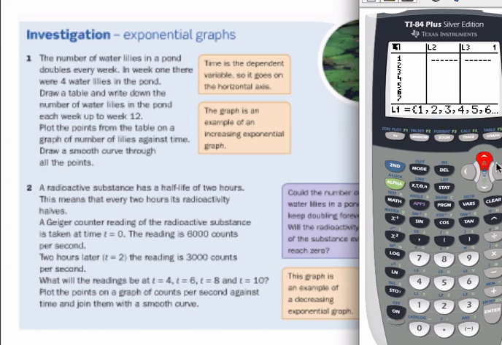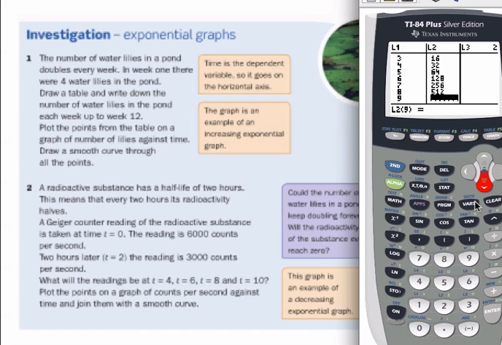Now in L2, in the first week there were 4 lilies. And the information says here that the number of lilies doubles each week. So next week is going to be 8. Then it's going to be 16. Then it's going to be 32. Then it will be 64. Then it will be 128. So the numbers are getting quite large. 256.